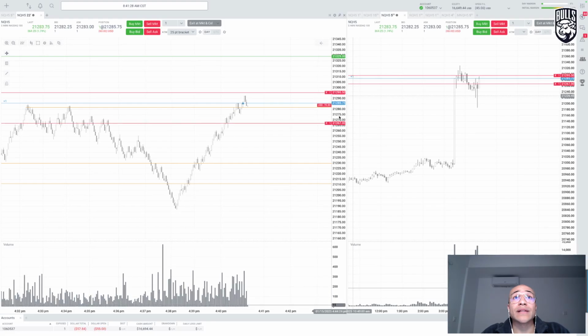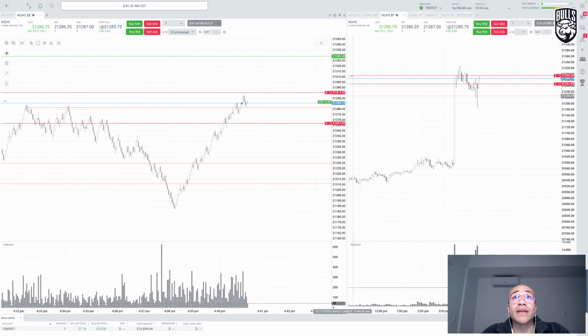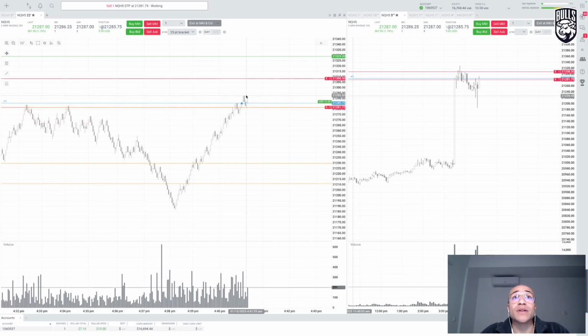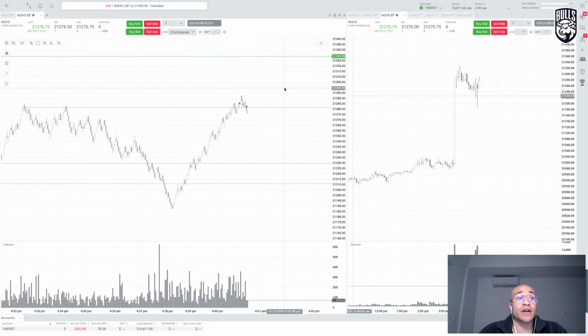Moving pretty quickly against me though here. So I might move my stop closer to my entry, as I don't want to risk more, because this was too strong of a move against me. So here I got a quick stop out, and now I'm looking for a re-entry.